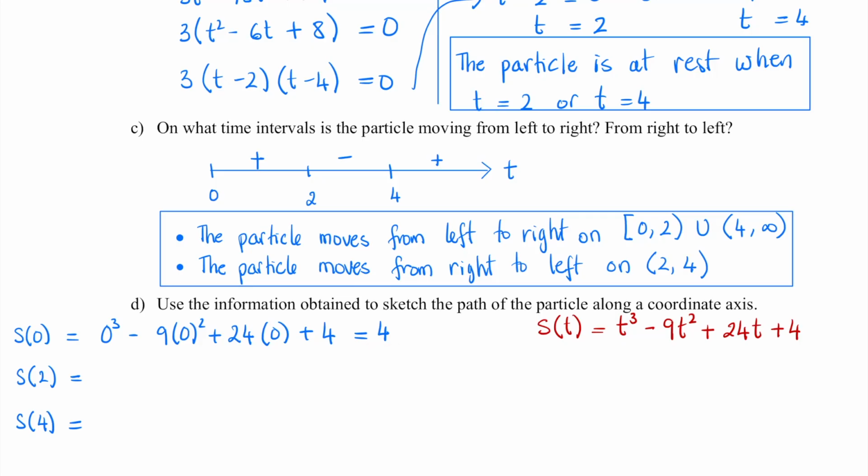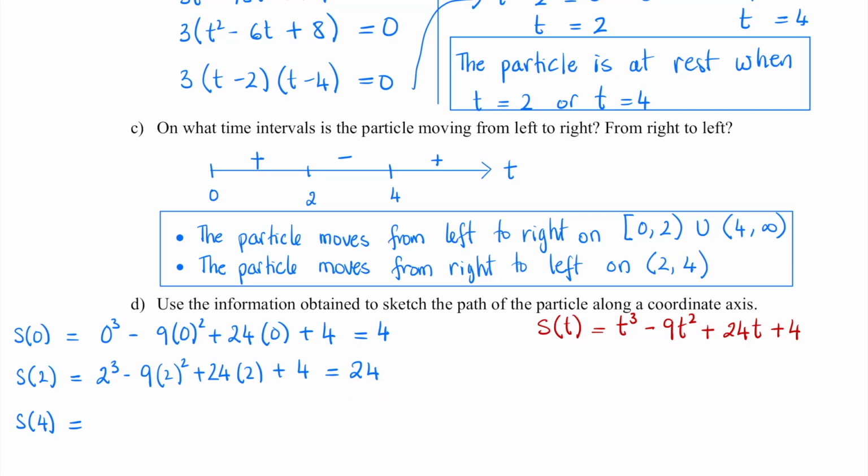Next, we find the position at t equals 2. Substitute 2 into the function. We get s of 2 equals 2 to the third minus 9 times 2 squared plus 24 times 2 plus 4. We get 24. We get s of 2 equals 24. This means that at time t equals 2, the particle is located at the position 24.